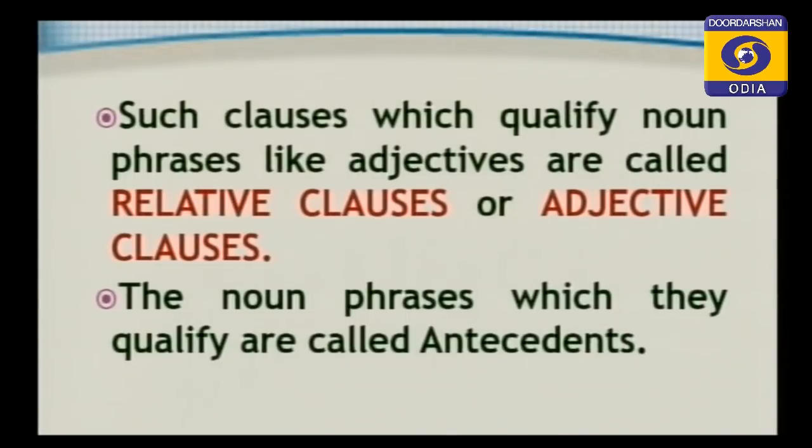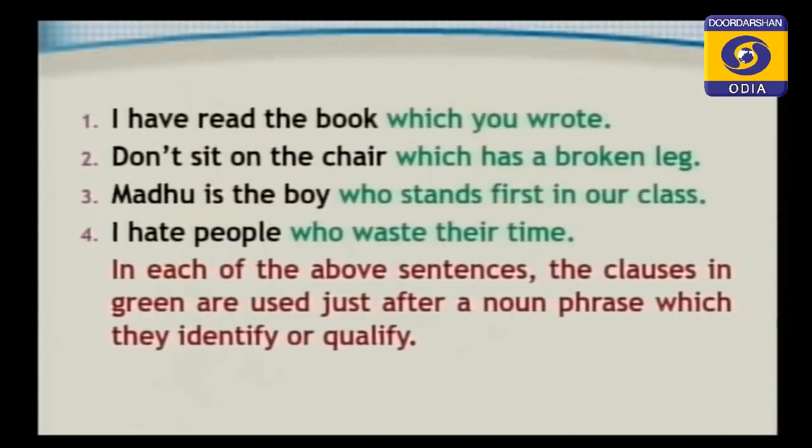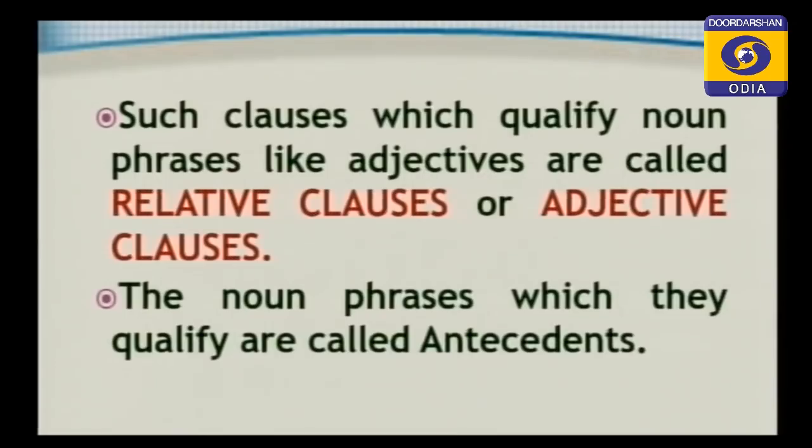Go to the screen before it. All these clauses which are in green qualify the noun phrases: the book, the chair, the boy, the people. So these clauses which qualify, define or identify the noun phrases after which they are used are called relative clauses or adjective clauses, because they function like adjectives. Such clauses which qualify noun phrases like adjectives are called relative clauses or adjective clauses.